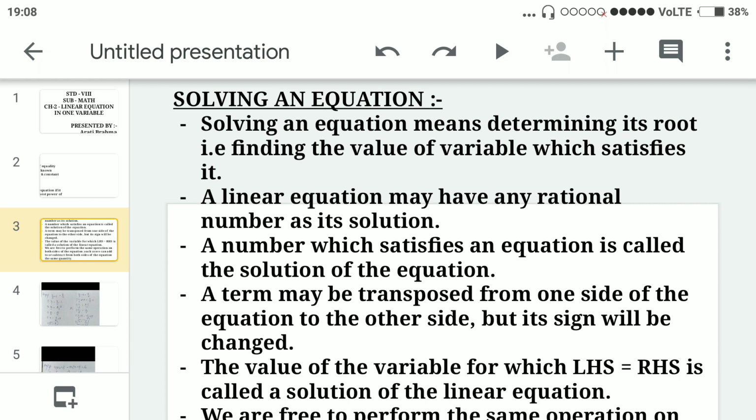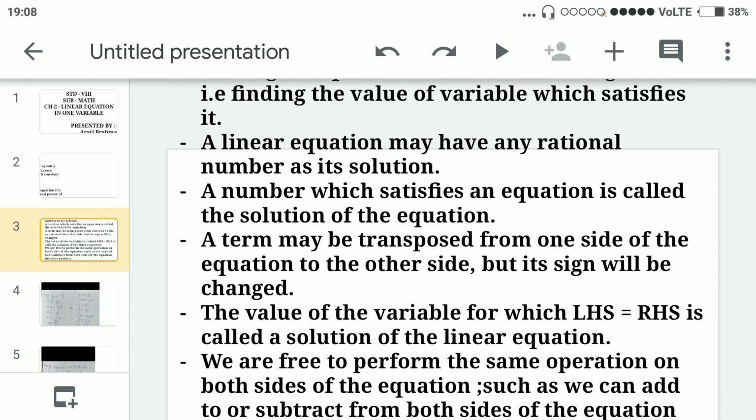Then, a linear equation may have any rational number as its solution. As I told you in the example, x equal to minus 3 by 2, and minus 3 by 2 is a rational number, a ratio, you already know it. So the solution of an equation may be a rational number, maybe a whole number, maybe a natural number, anything can come.